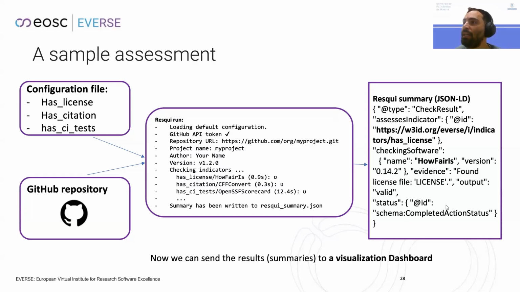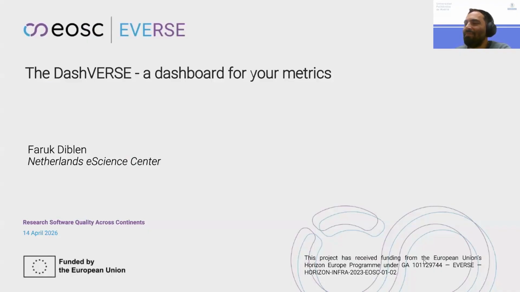Also, a summary in a machine-readable way is produced, which is the one on the right. This is a JSON-LD, which is basically a JSON file, so it can be propagated, for example, through visualization dashboards, which is what is going to come next by Faruk. And with that, I forward the presentation to you, Faruk.